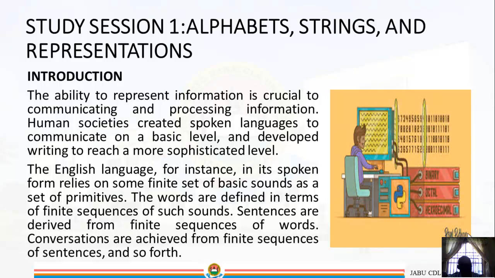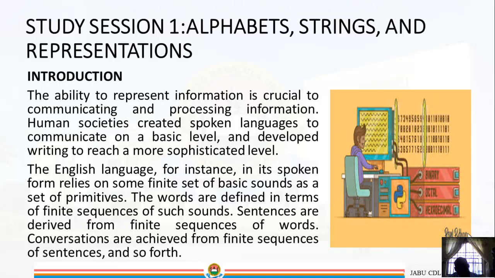Now, introduction. The ability to represent information is crucial to communication and processing information. Human society created spoken English to communicate on a basic level and developed written English to reach a more sophisticated level. The English language, for instance, in its spoken form, relies on some finite set of basic sounds as a set of primitives. The words are defined in terms of finite sequences of sounds.